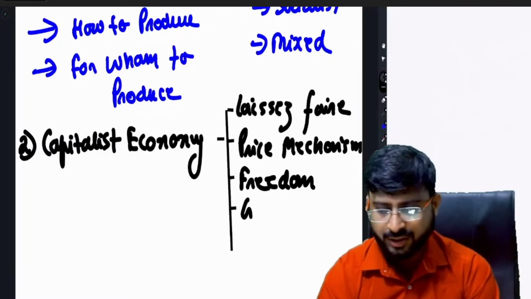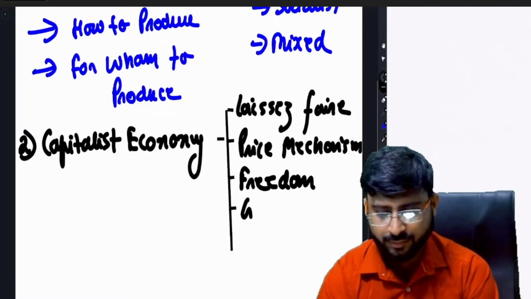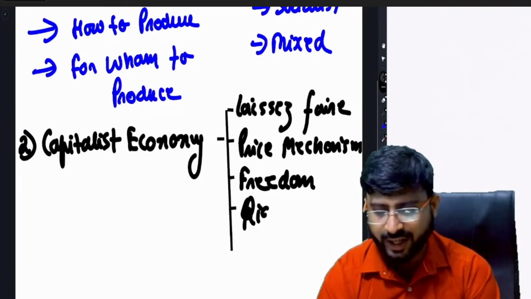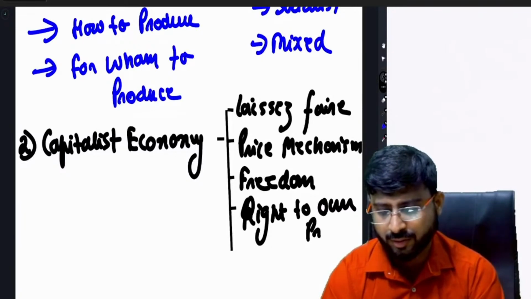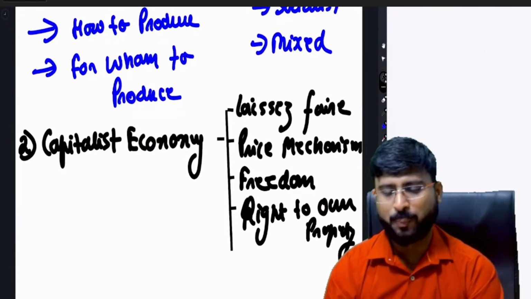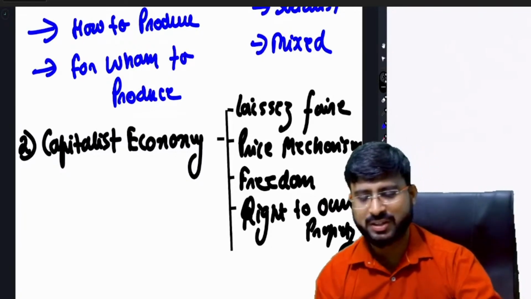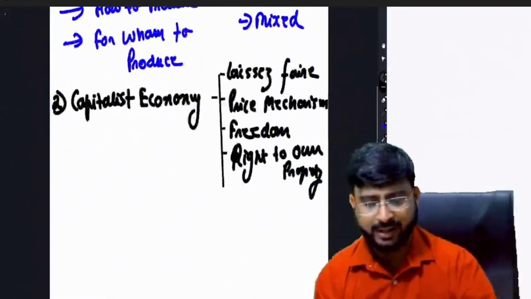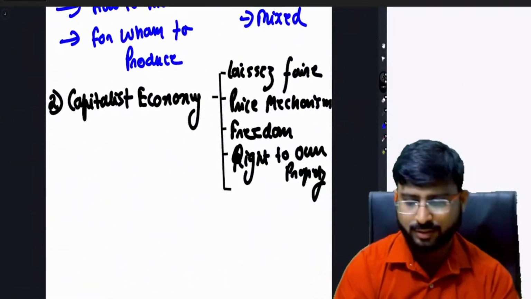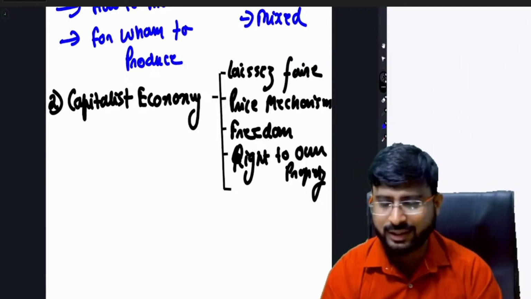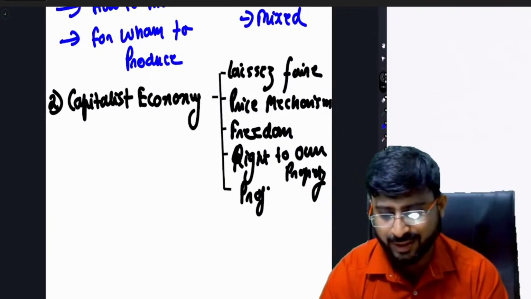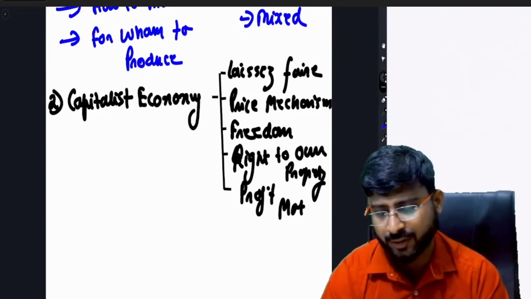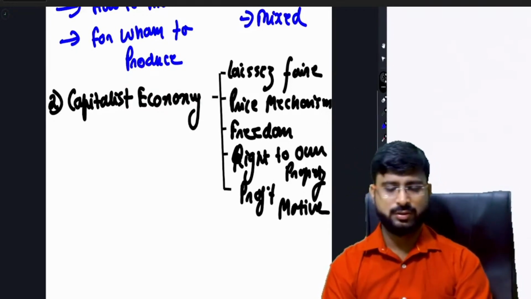Here there is right to own property. These are the four major features you see in my eyes. And lastly, it operates with profit motive. The main motive here is profit motive.